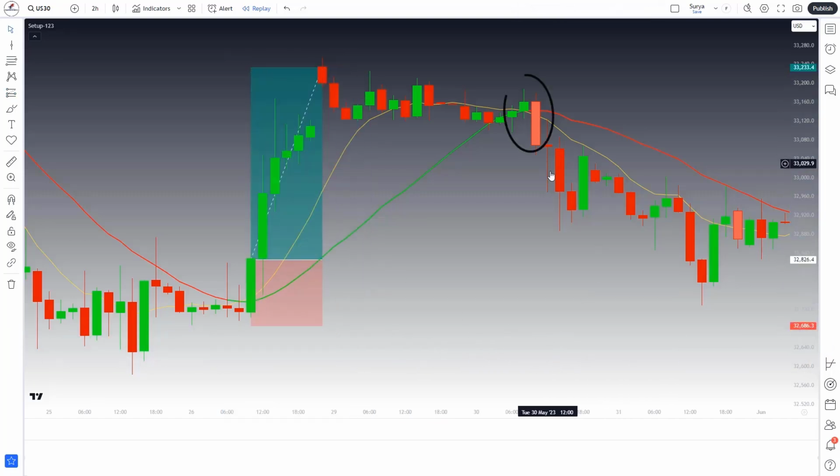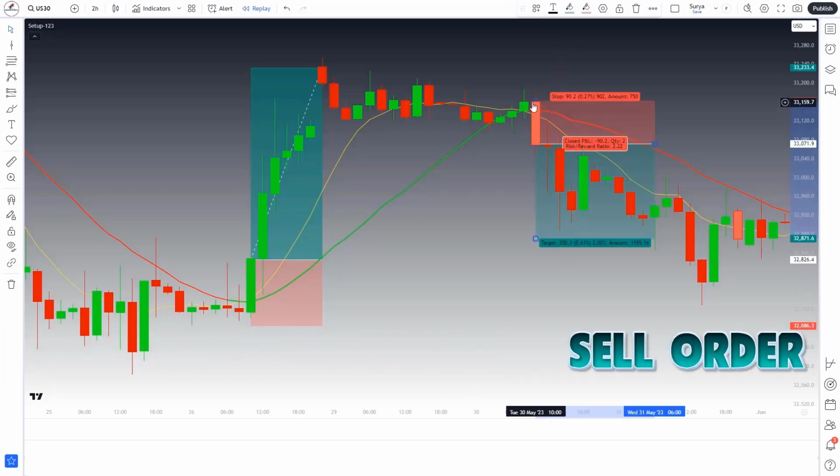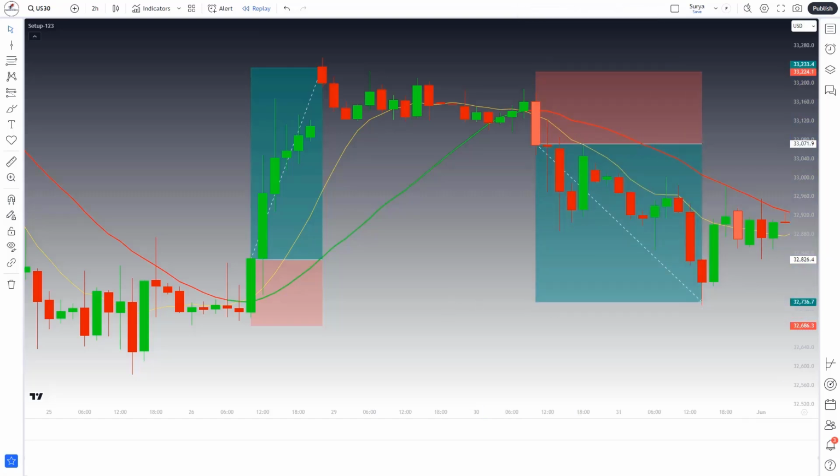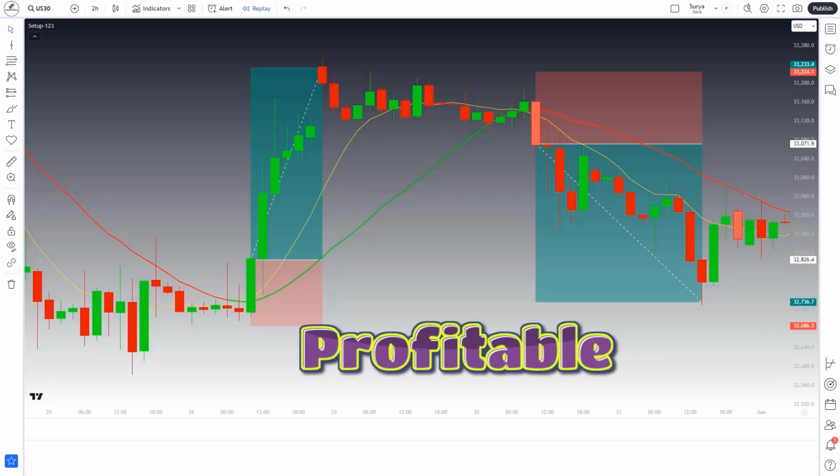And when both the lines of the Setup 123 Scalper Indicator cross each other, and the plot line becomes red, and the market forms a bearish candle, we have to take a sell order. Now, let's add another indicator, so that this strategy is more profitable.